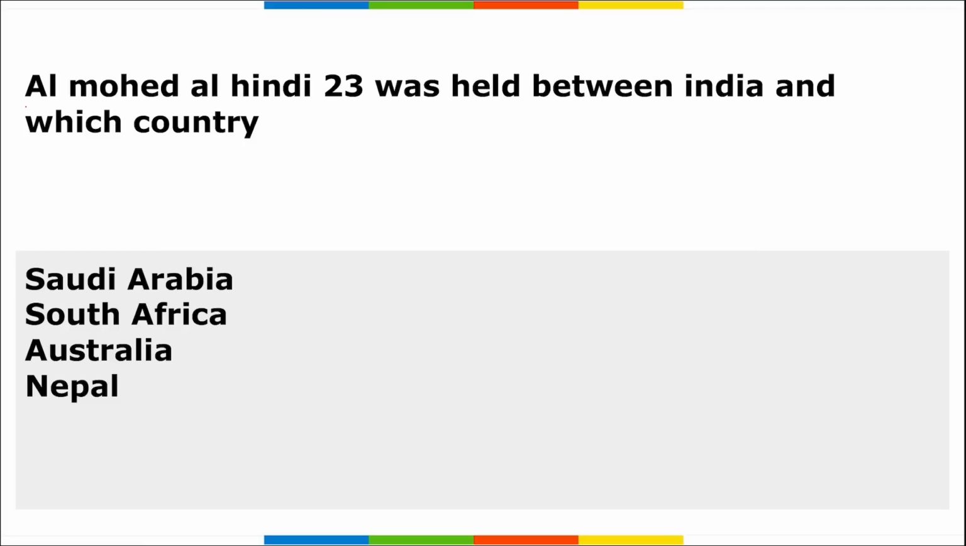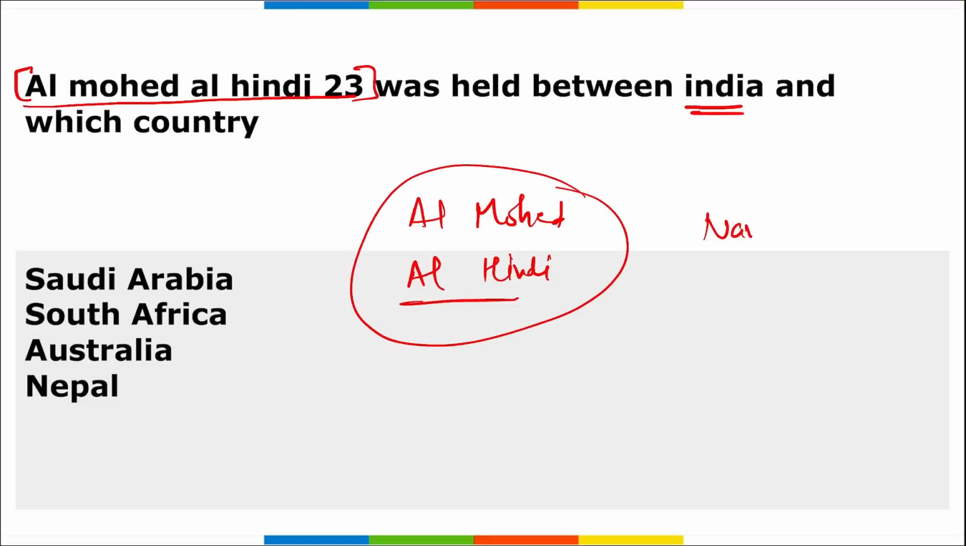Moving on, Al Mohad Al Hindi 2023. This was the name of the exercise that was held between India and which country? Al Mohad Al Hindi is the name of the exercise that was held between the navies of two countries, that is the Indian Navy and the Royal Saudi Naval Force. So between the Indian Navy and Royal Saudi Naval Force, this exercise was held.